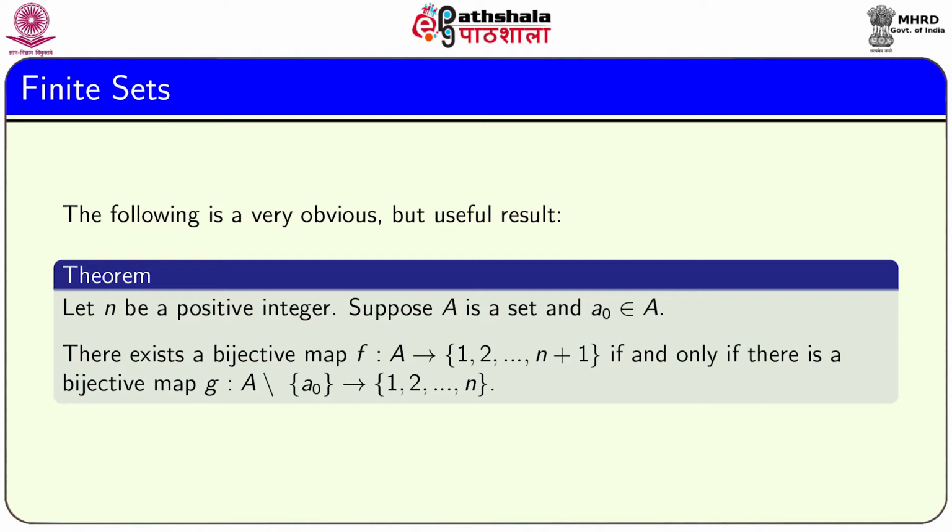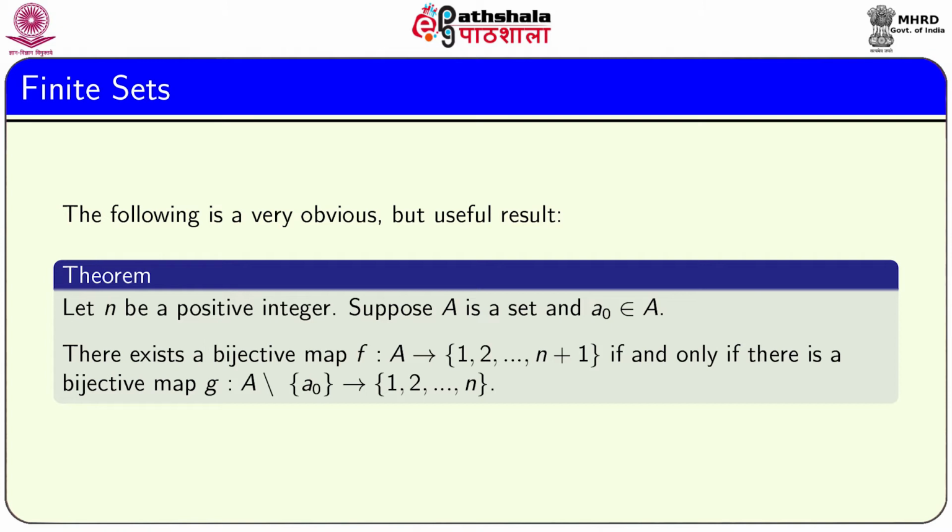Now, the following is a very obvious but useful result. Suppose n is any positive integer and A is a set, we take a point A0 from A. The theorem states that there exists a bijective map F from A to the set 1 to n plus 1 if and only if there is a bijective map G from A minus A0 to the set 1 to n.